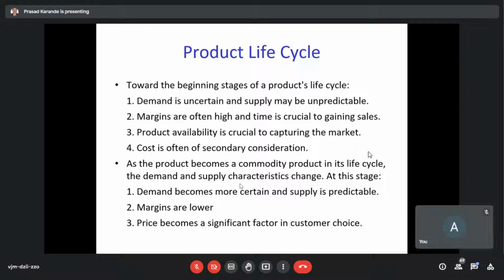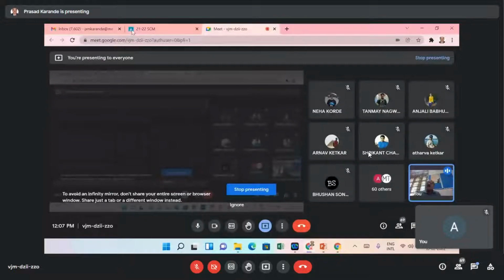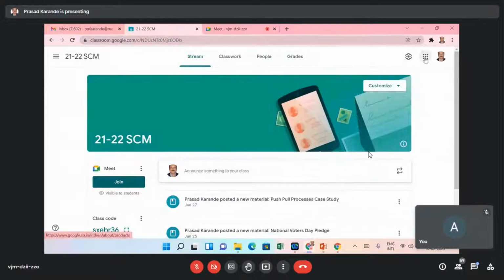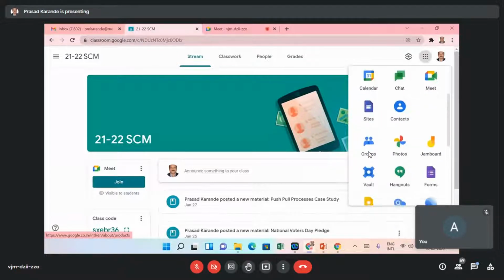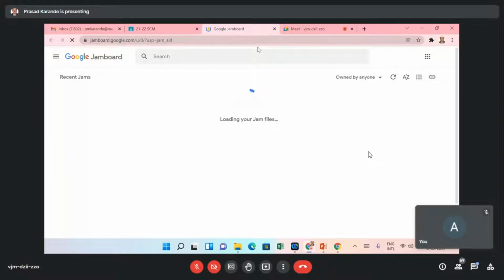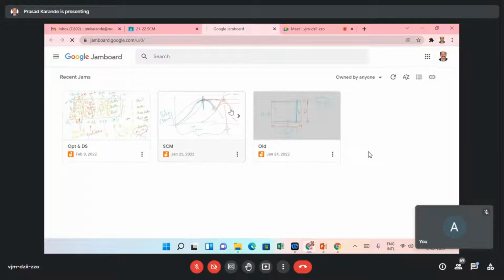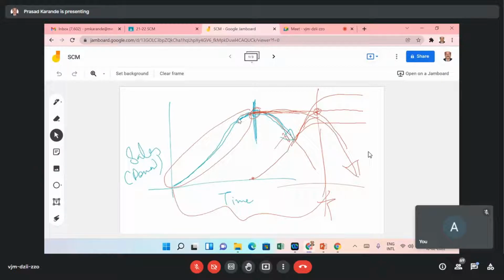If you see the product life cycle or demand cycle, at the initial stage there is very high uncertainty. I think we have seen one product life cycle of a product. So this is your product life cycle. Whenever you launch a product into the market, it starts gaining demand this way. It goes to the peak, and then it can start slowing down immediately, or it will sustain for some time and then start declining.